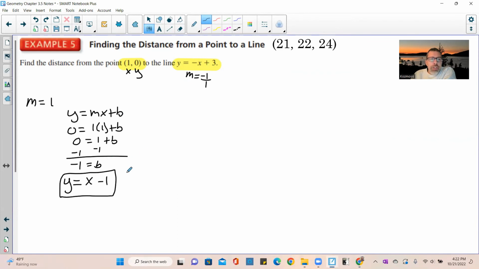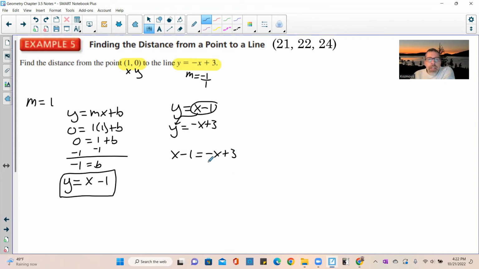Now we have two equations, y equals x minus 1 and y equals -x plus 3. If I want to know where they intersect, then I'm going to set them equal to each other. Where the two lines are equal is where they cross. It's also substituting it in. If y equals x minus 1 and there's a y here, I can put what y is equal to in place of y. And that's x minus 1 equals -x plus 3.